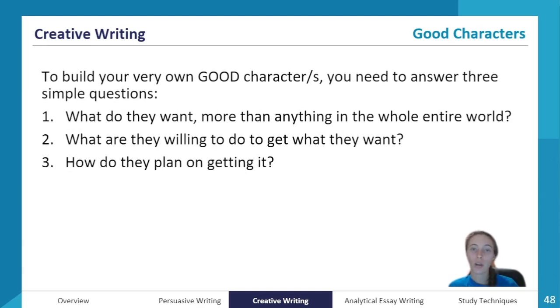So to build your own story characters or good characters, you need to answer 3 questions. What do they want? What are they willing to do to get what they want? And how do they plan on getting it? And if it's something that they really, really want and they're willing to commit a crime to get it, then that is going to reveal things about that character. That adds a new dimension to them and makes it interesting.